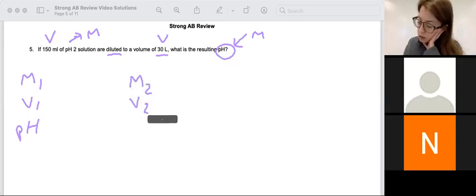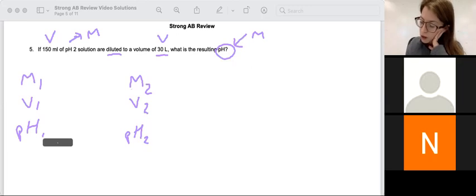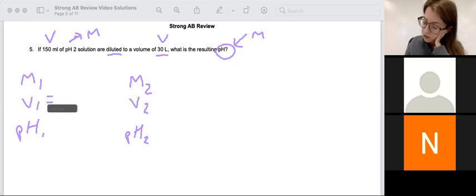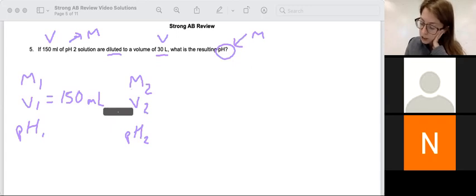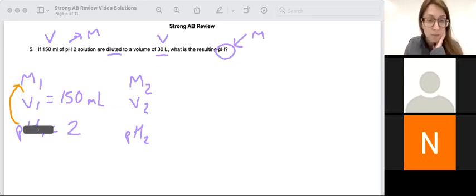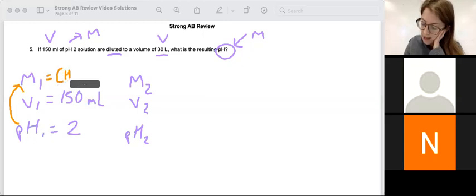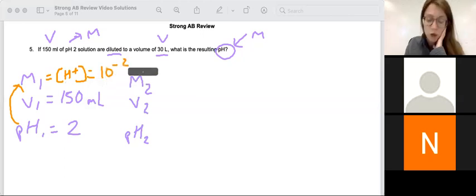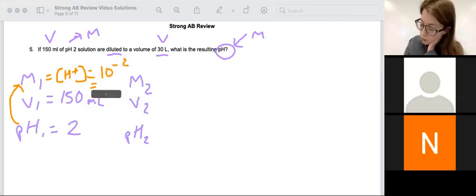M2, V2, pH 2. So we know that we had 150 mLs as my first volume. The pH is 2. Now I can't plug that 2 into any formula, but I can get from pH to molarity of H, which is that, by taking 10 to the negative 2, or 0.01.